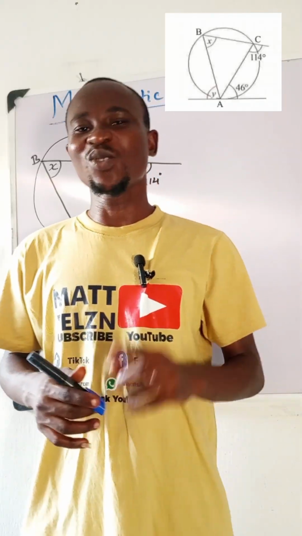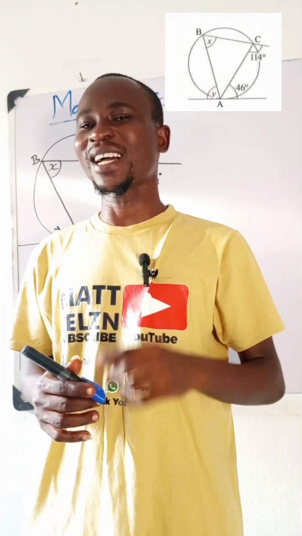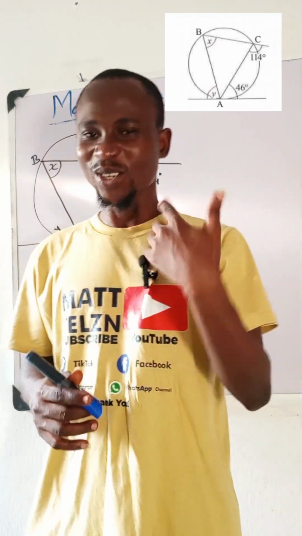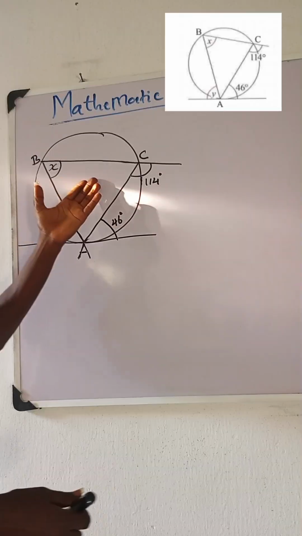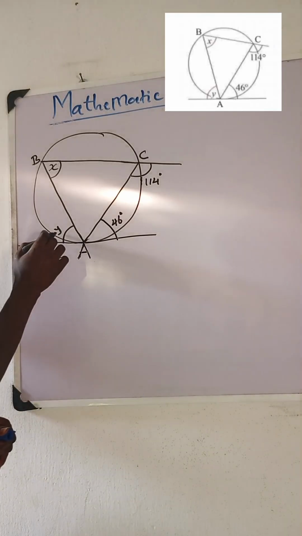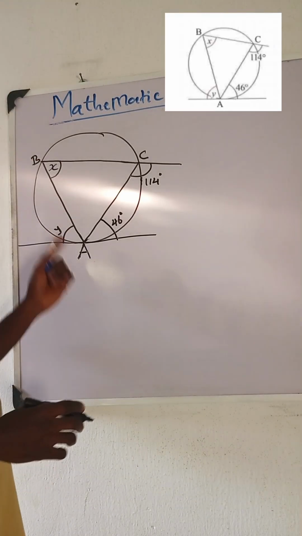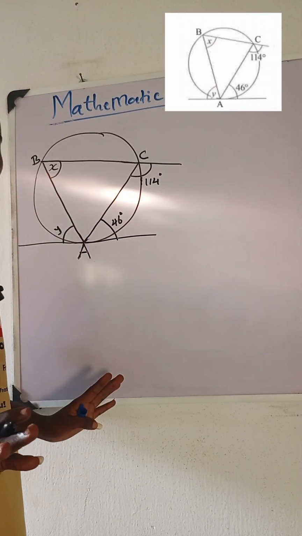So stay with me. Let me guide you on how to solve this simple question. It looks complicated, but it is very simple and interesting to solve. Okay, so come, let's go there. This is the diagram I have, right? And I'm asked to find angle Y and angle X. These are the two angles I'm asked to calculate, okay?